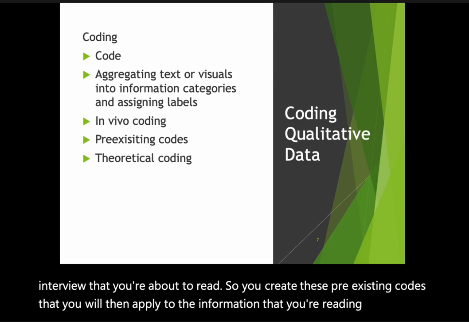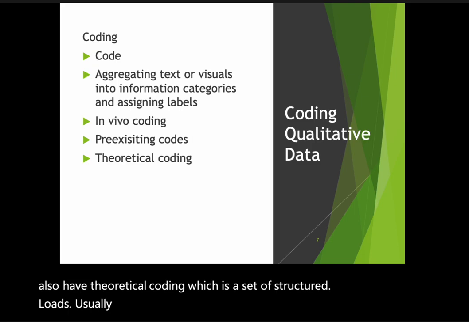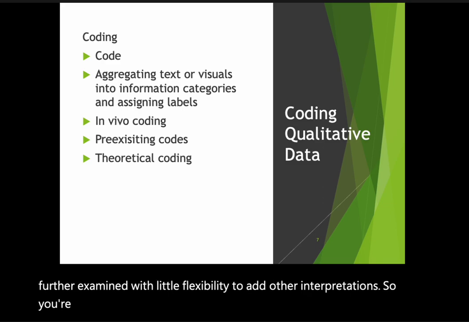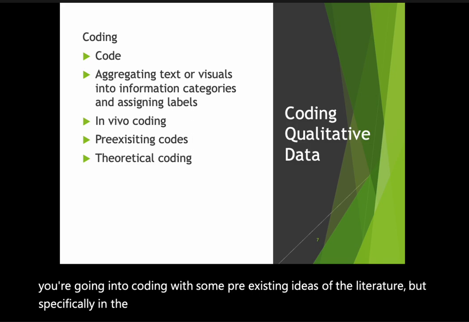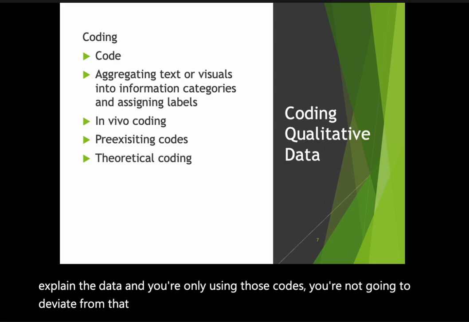We also have theoretical coding, which is a set of structured codes, usually from a theoretical perspective of the study. And the text is further examined with little flexibility to add other interpretations. So you're going into coding with some pre-existing ideas of the literature, but specifically in the context of the theory that you're going to be using to explain the data. And you're only using those codes. You're not going to deviate from that theoretical code. That is what you are going to use.